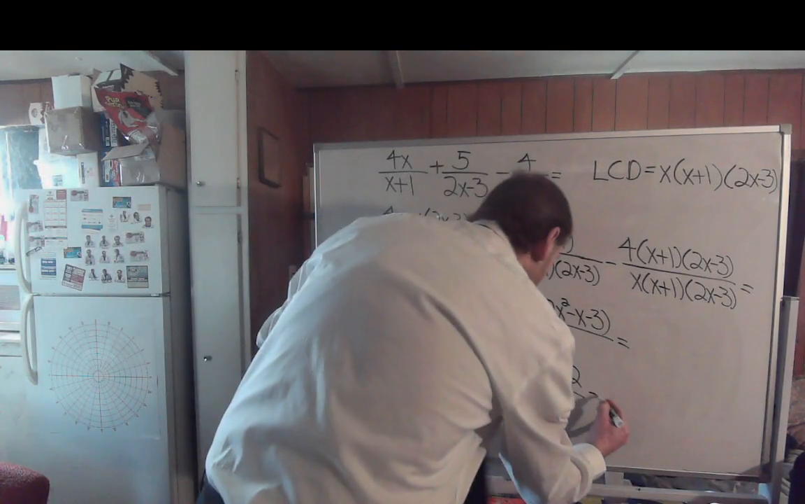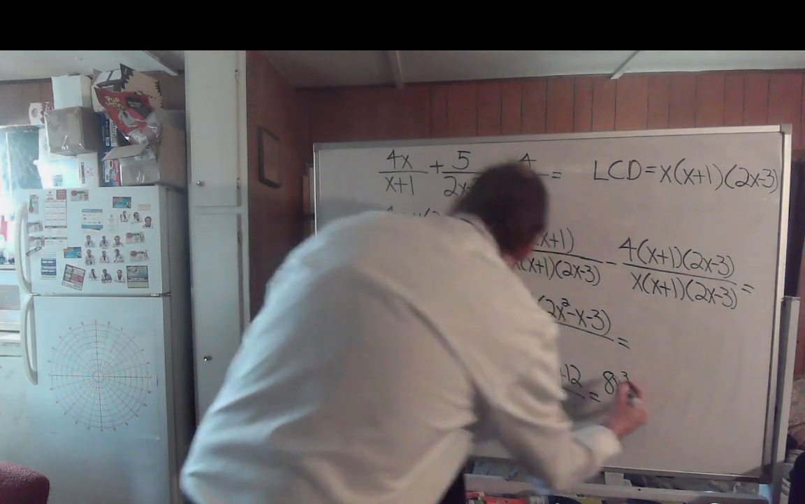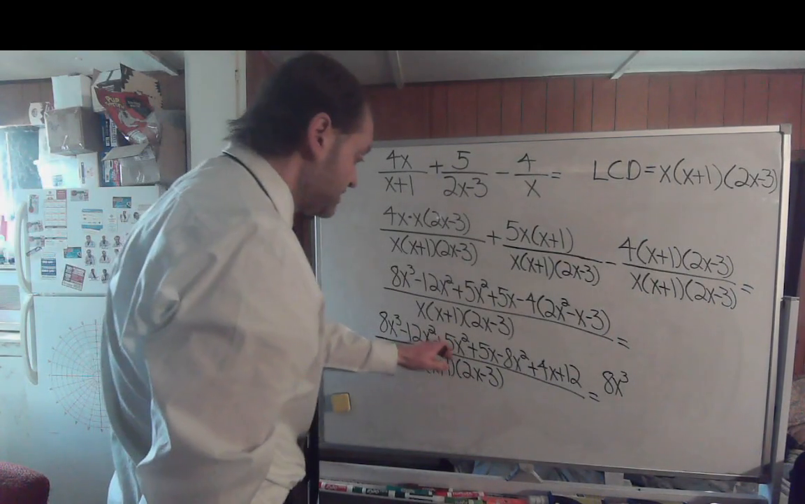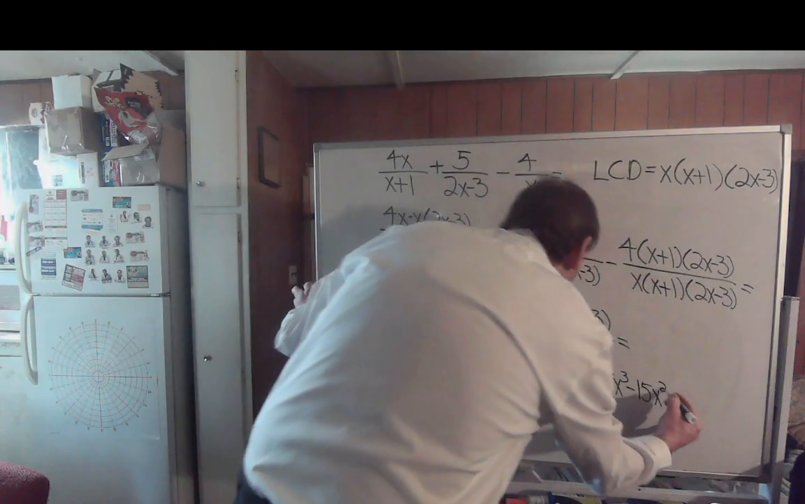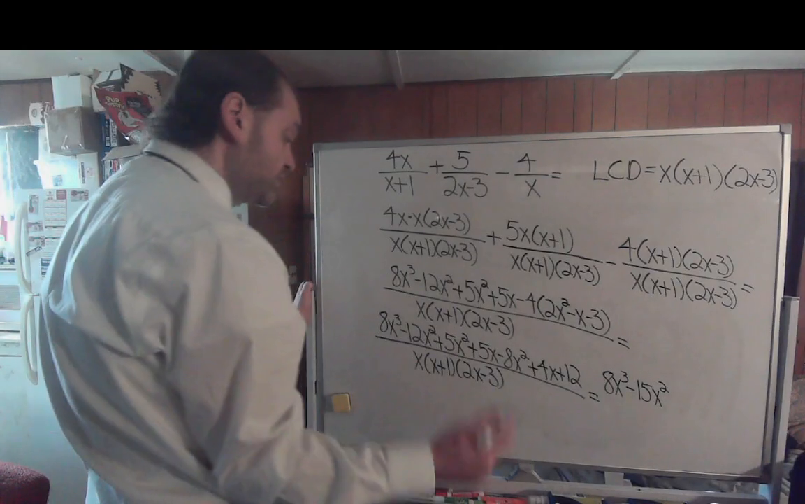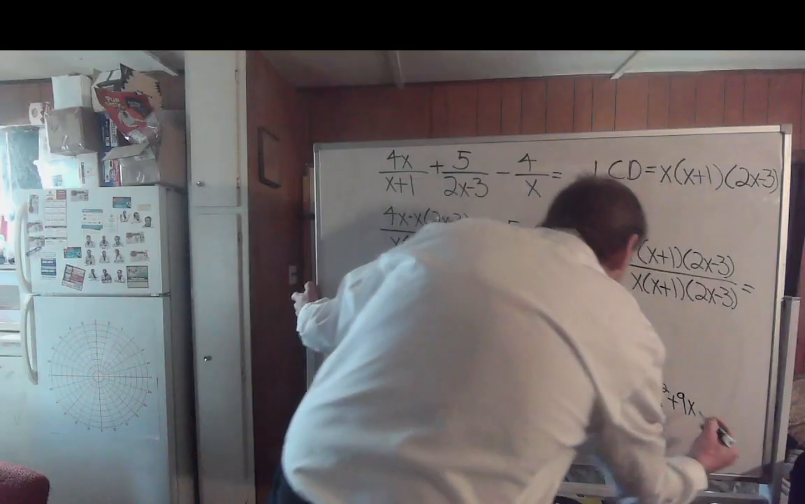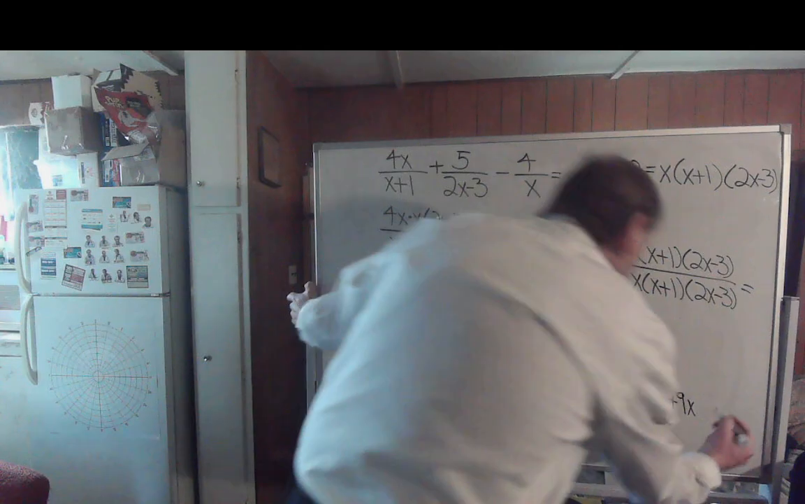Which will simplify again into 8x to the third, minus 12x squared plus 5x squared, so that's minus 7x squared, minus 8x squared is minus 15x squared. All right, let's see, 5x plus 4x, so that's plus 9x. And then you just have a loose plus 12.